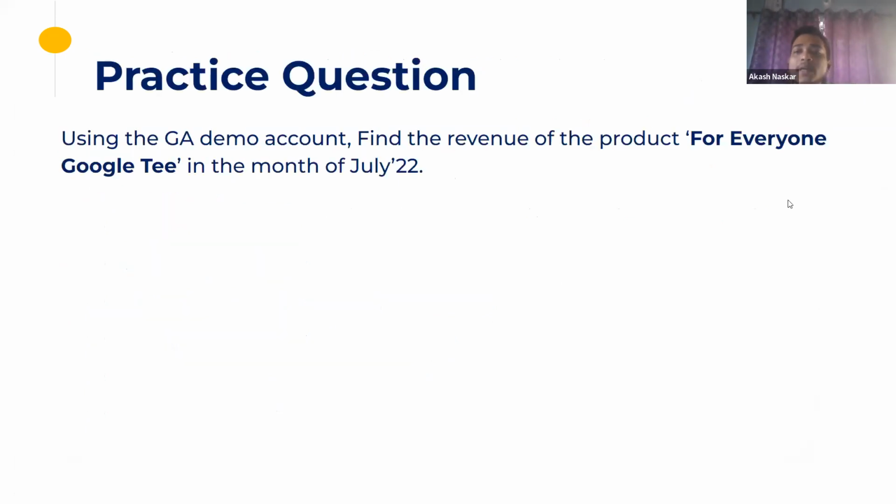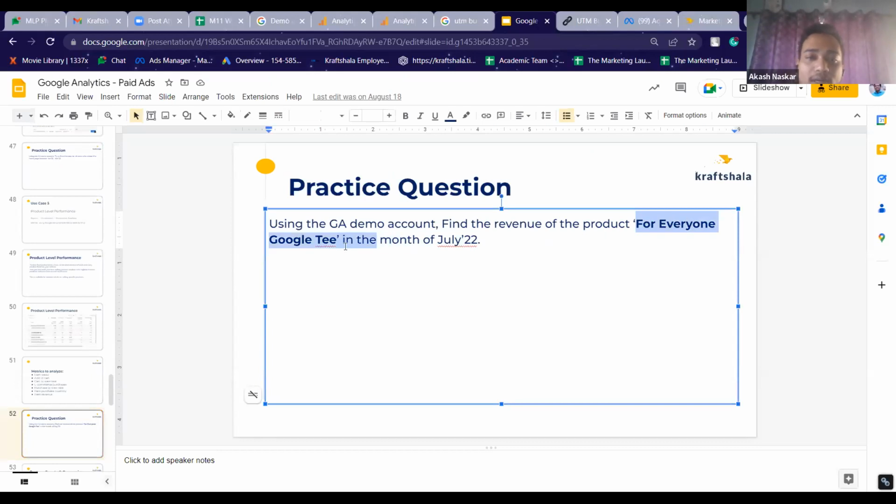Okay. Quick question for all of you. Try to identify the revenue generated by the product For Everyone Google Tea in the month of July 2022. The product name is For Everyone Google Tea. We'll give you the product name in the chat as well, so you can pick it up from there.